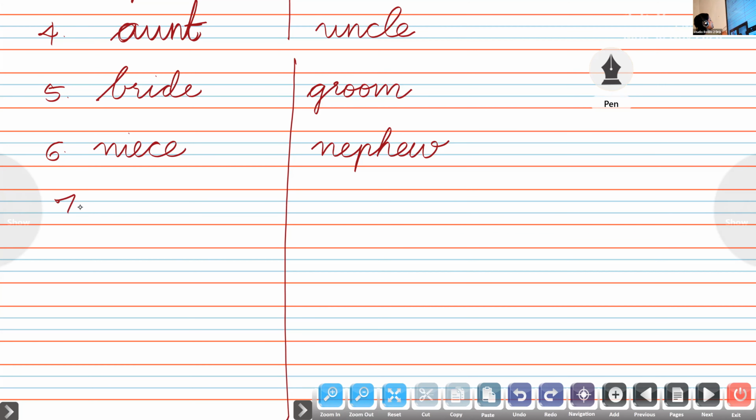And the seventh one we move on to. The seventh one, it is granddaughter. G-R-A-N-D, grand. Daughter, D-A-U-G-H-T-E-R. So, what do we write here? It's very simple. What is it, children?